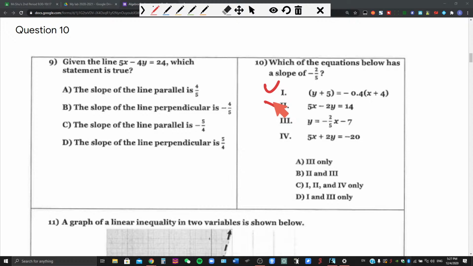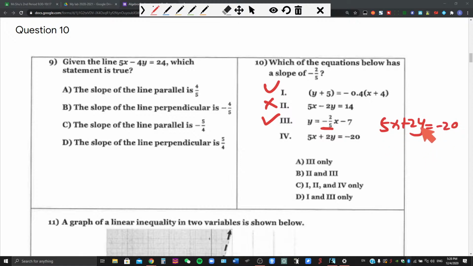First, yes. Second is a no. Now number third, you can already read that this is a slope. So yes. And lastly, let's do the last one. 5x plus 2y equals negative 20.